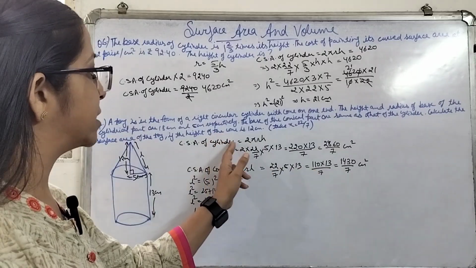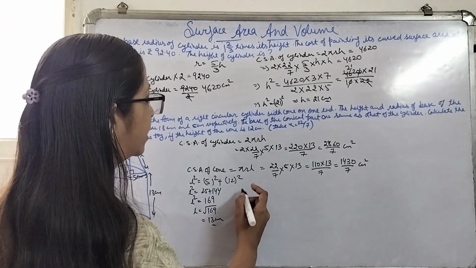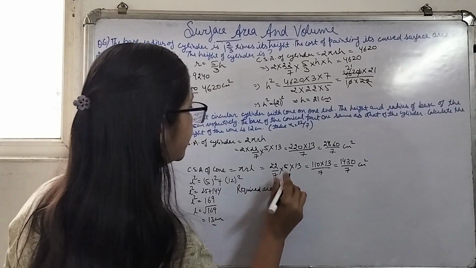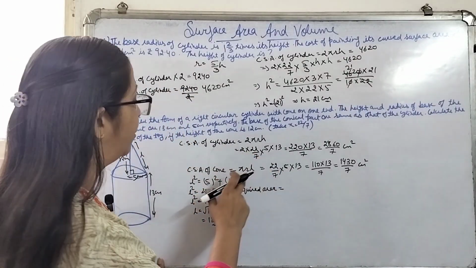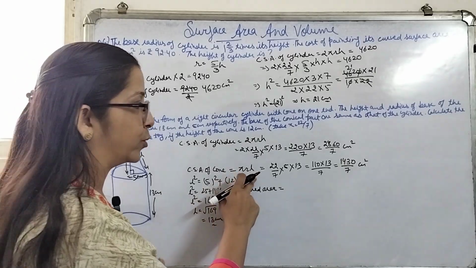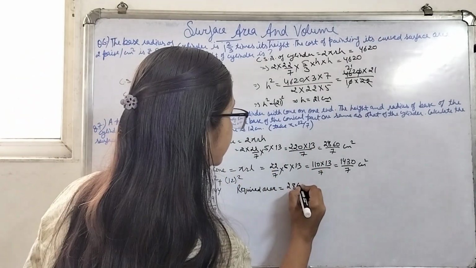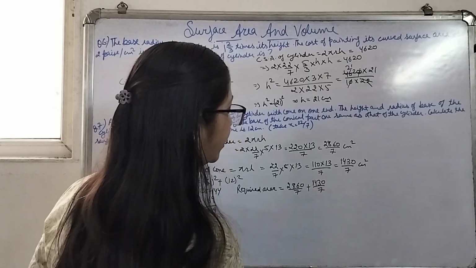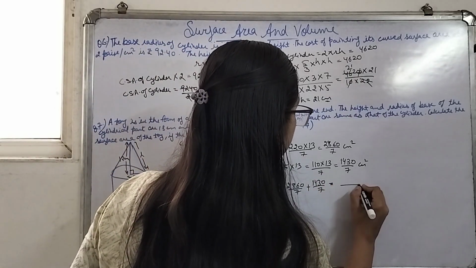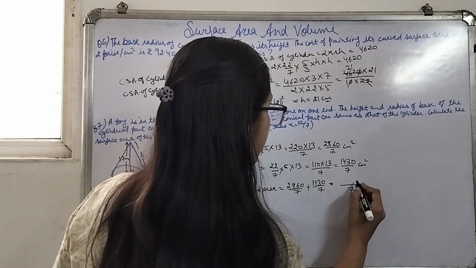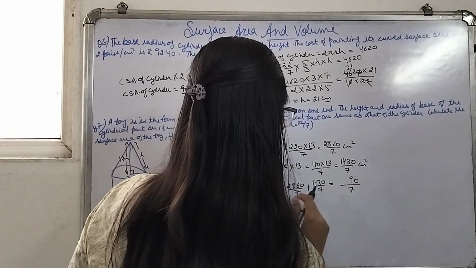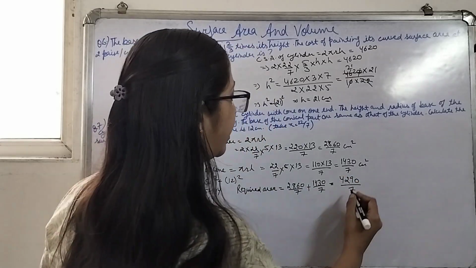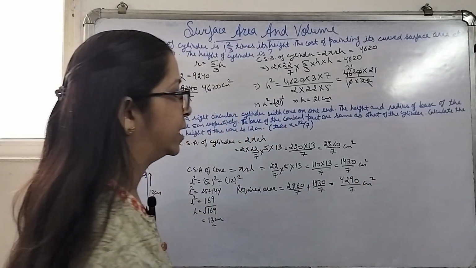So the required area is the sum of these two areas. The required area is the sum of the curved surface area of the cylinder plus the curved surface area of the cone, that is 2860 over 7 plus 1430 over 7. That will give us, since the denominator is the same, 4290 by 7 centimeter square.